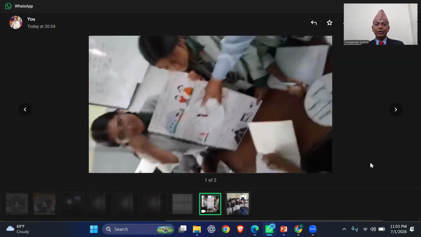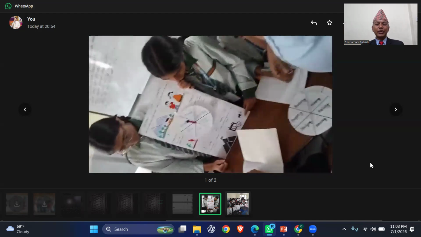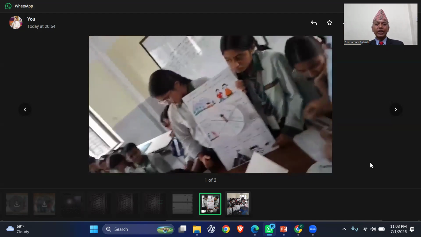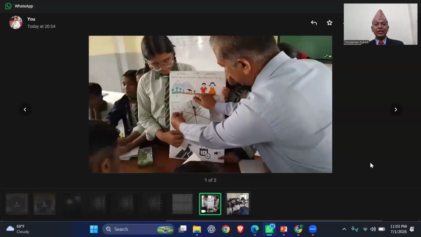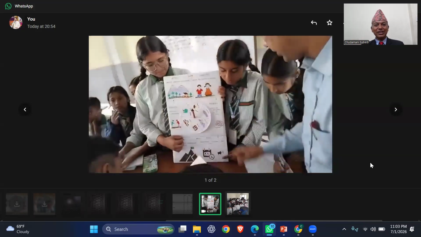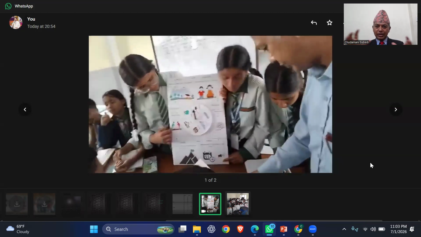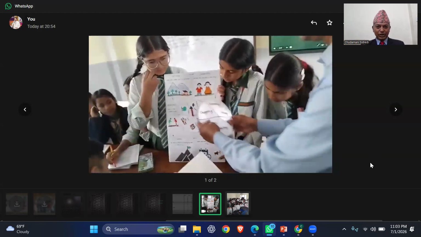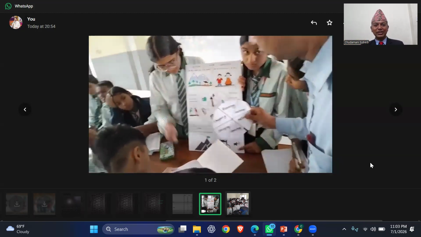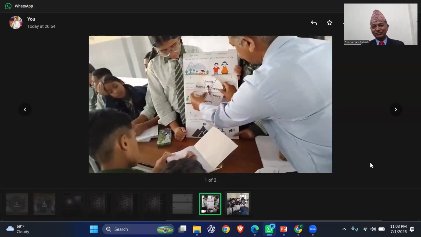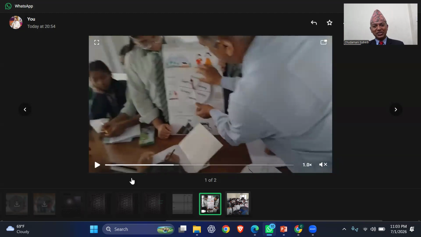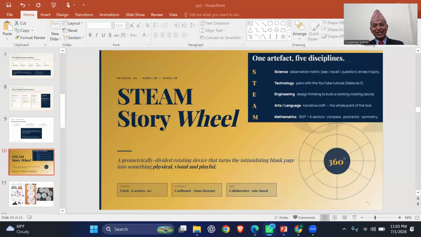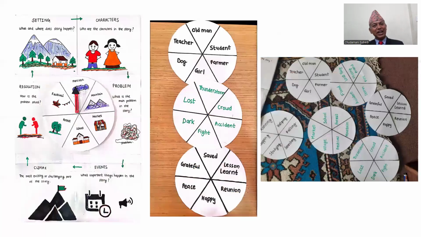This they have done. They are now doing the problem, in the same way the event, in the same way the climax, in the same way the resolution. They have been doing this, and after the spinning they write and prepare the story. Yes, they are very engaged. They are learning, they are playing, they are writing.